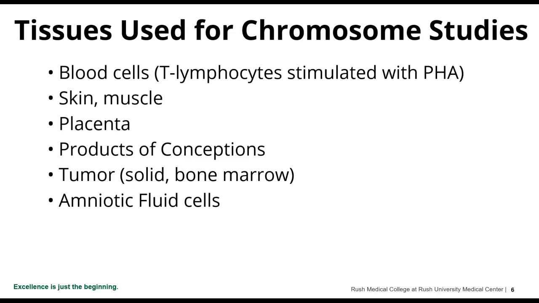Amniotic fluid is actually skin cells from the baby that slough off that we can test. We're going to talk about that more in prenatal testing. And then chorionic villi is a piece of the placenta. So it's really the placenta.